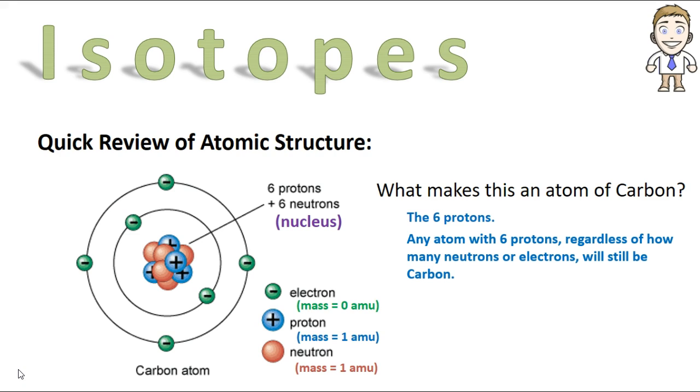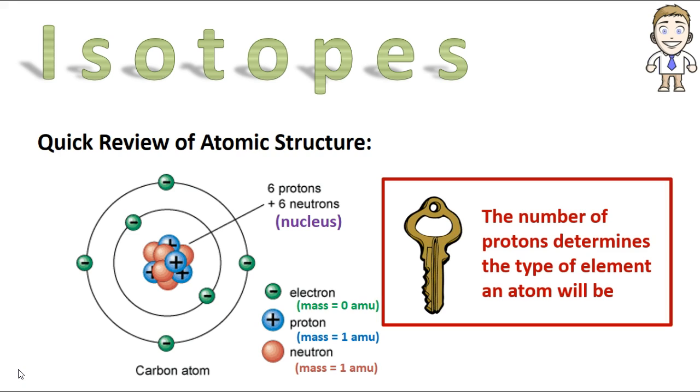That means any atom with 6 protons, regardless of how many neutrons or electrons, will still be carbon. We could put in an extra neutron, even 2 extra neutrons. As long as it still has 6 protons, it's still carbon. We could even put in extra electrons, as many as you want, really. This is still carbon because it has 6 protons.